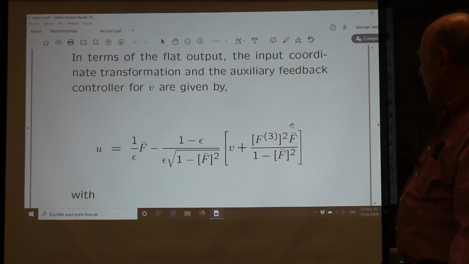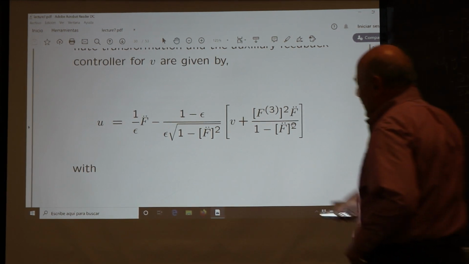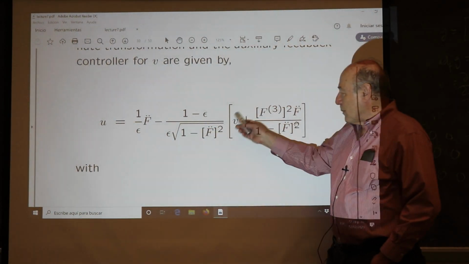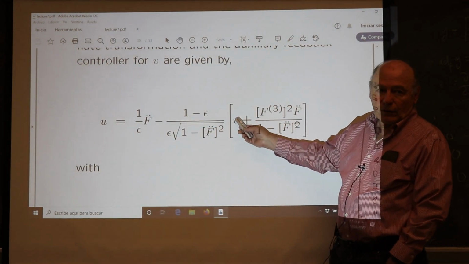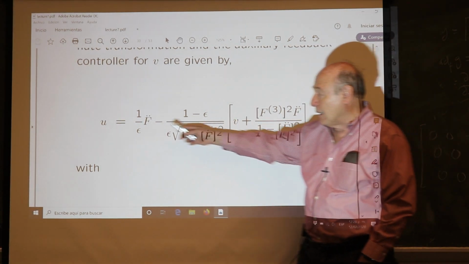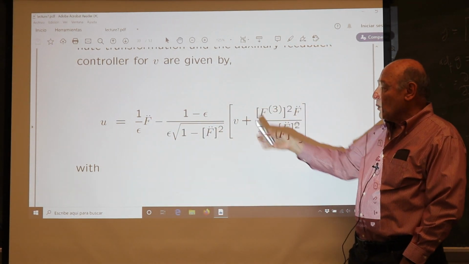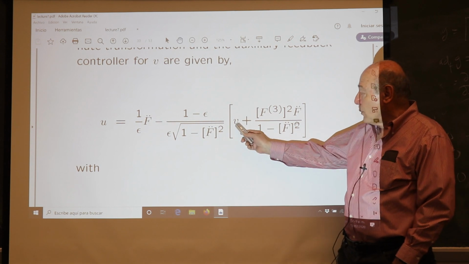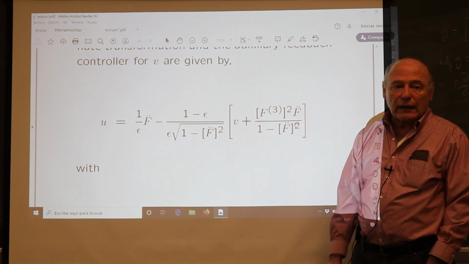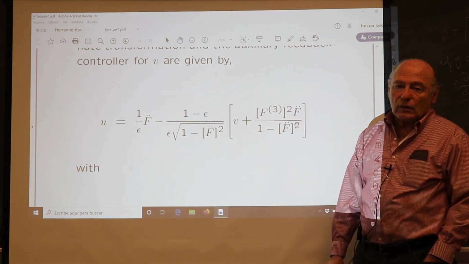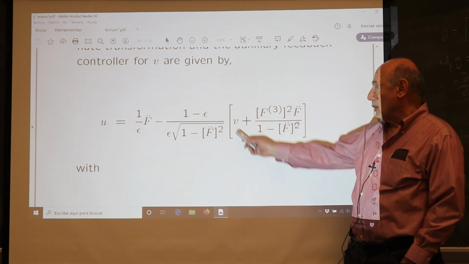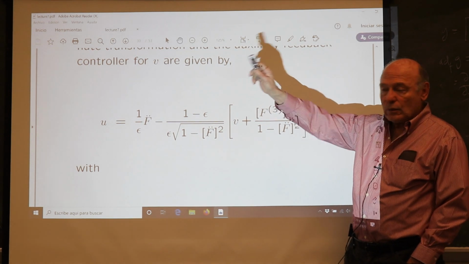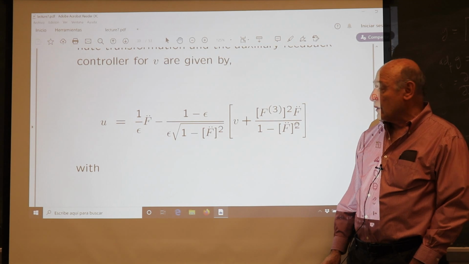And of course, the whole idea is to do this input coordinate transformation. Remember, the fourth time derivative of f was here. You substitute that by v. And this is a recipe for your nonlinear controller. But from here, v is controlling a linear fourth order system. So that's trivial to stabilize around the desired trajectory.